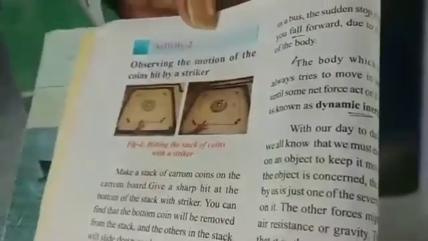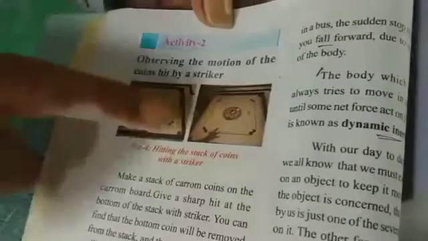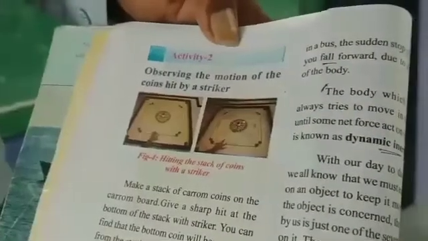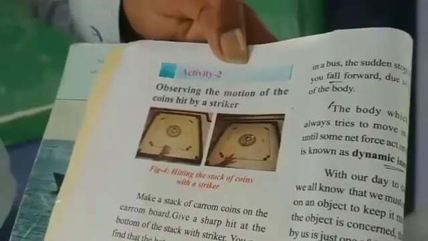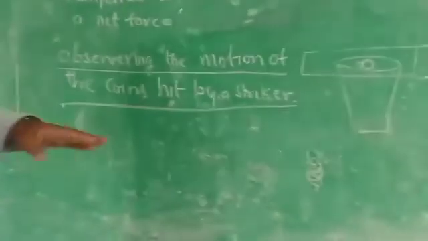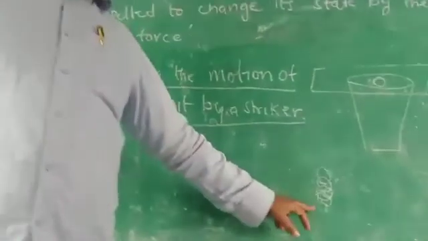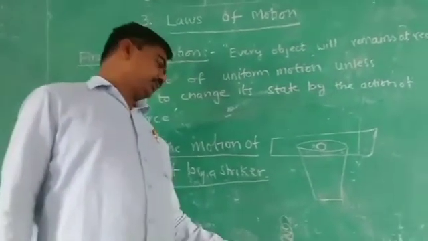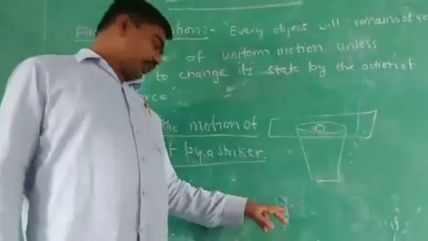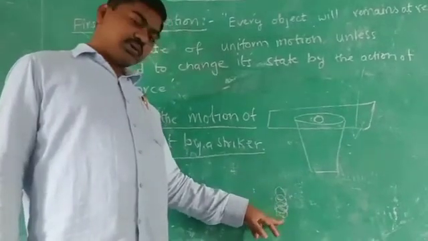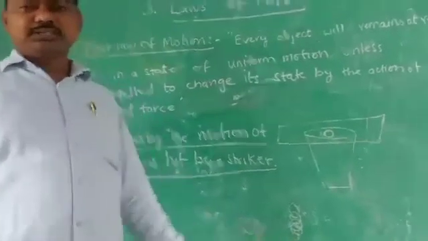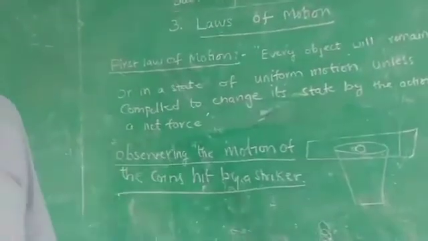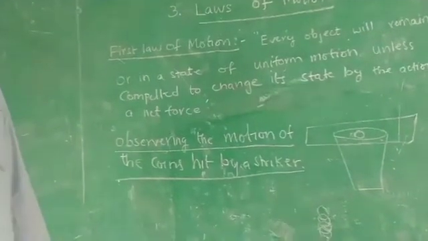Coins are piled one upon the other and a person is playing carom. If you hit it, only the bottom coin will move. From this we can say that the coins above remain in the rest position only. They won't move. Whenever an external force acts, only that coin moves. That is about the coins we are placing.